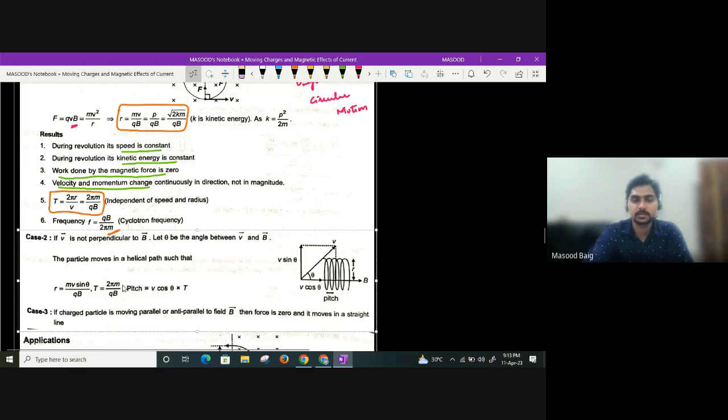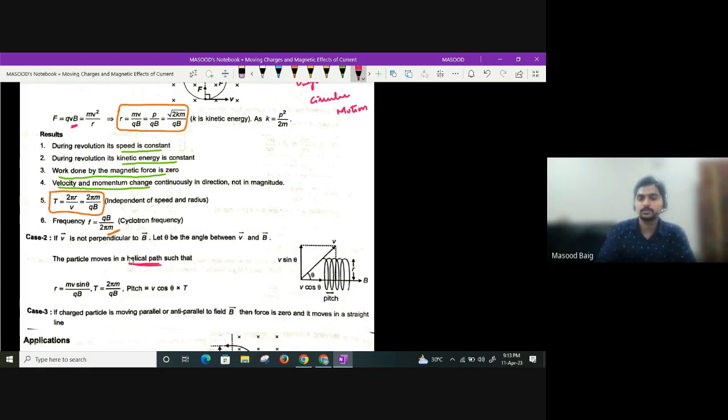Now, the second case is if V bar is at an angle theta to B bar, guys. I'm not explaining exactly how it is a helical path and all, guys. So the particle is going to perform helical motion. See, V sine theta will be responsible for circular motion, guys. And V cos theta is responsible for horizontal motion, guys.